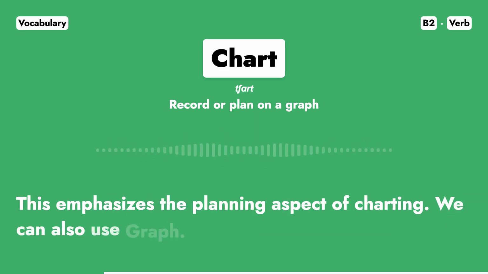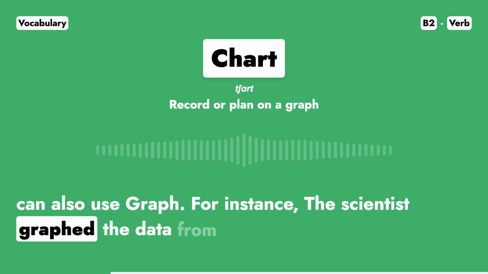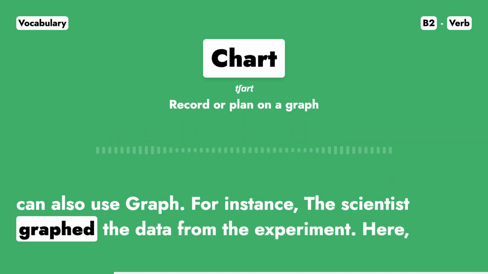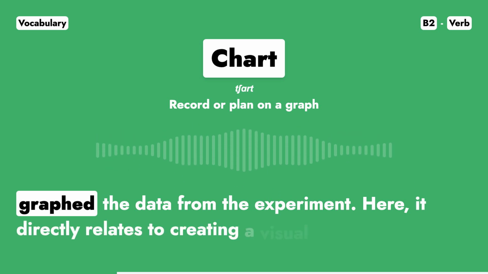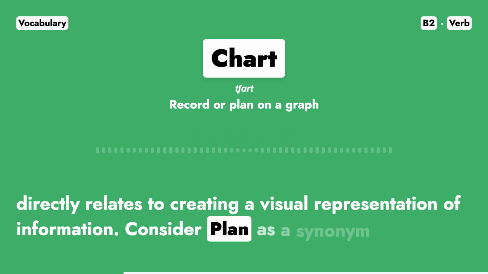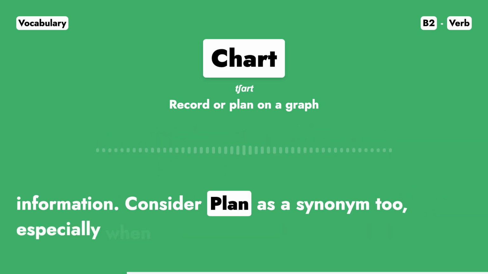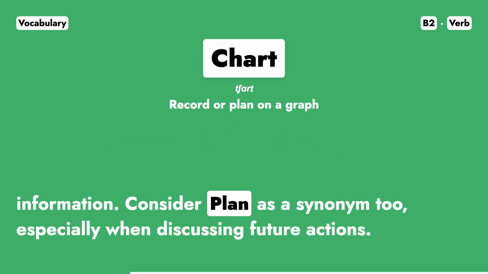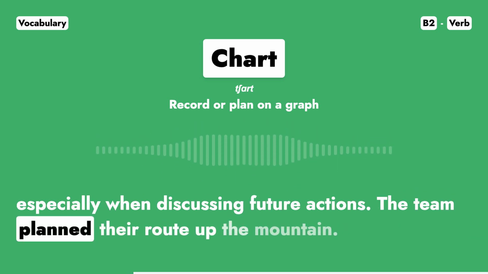We can also use graph. For instance, the scientist graphed the data from the experiment. Here, it directly relates to creating a visual representation of information. Consider plan as a synonym too, especially when discussing future actions. The team planned their route up the mountain.